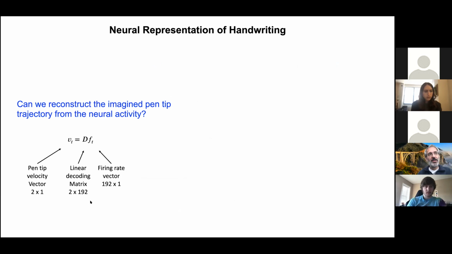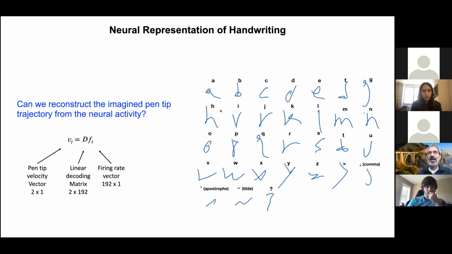Okay. And then again, we're not going to be doing this for the real system, but we wanted to ask, can we actually reconstruct the imagined pen tip trajectory from this neural activity, just as an existence proof that we're getting well-modulated signals? So we just build, in this case, a simple Kalman filter where we get the tip velocity as some linear function of the firing rate vector, okay? And here's what we get on average, okay?